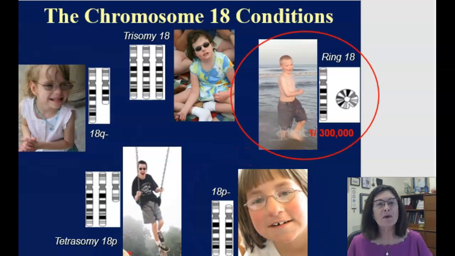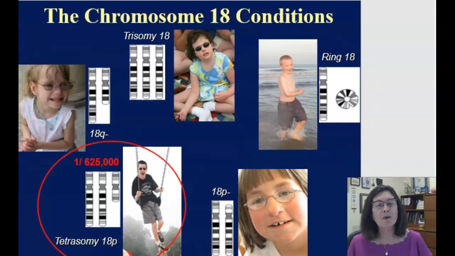Next, there are people with ring 18. So they have a normal copy of chromosome 18, but their second copy has formed a ring. And in order to form a ring, missing genetic material needs to be deleted from each end of the chromosome, allowing the ends to be sticky and forming a ring. And as you can imagine, there then would likely be missing genes from both the P arm, the short arm, and the Q arm, the long arm. And the amount or number of genes missing are different from one person to the next.